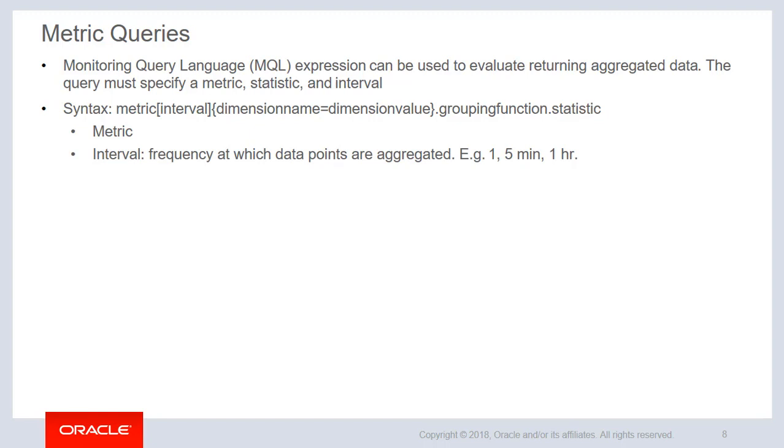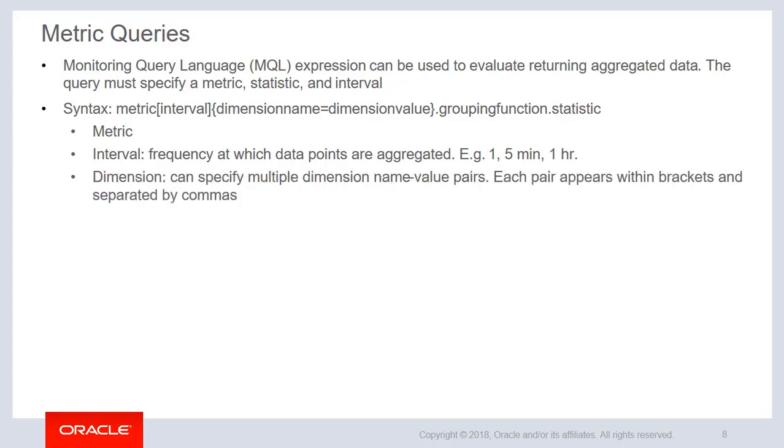The third one is the dimension. We already looked at what dimension is. It's a filter. You could specify your expression using multiple filters. If you use multiple filters, just separate them by commas. As we saw in the example, I could add a dimension for AD, and then I could add a dimension for my resource type.